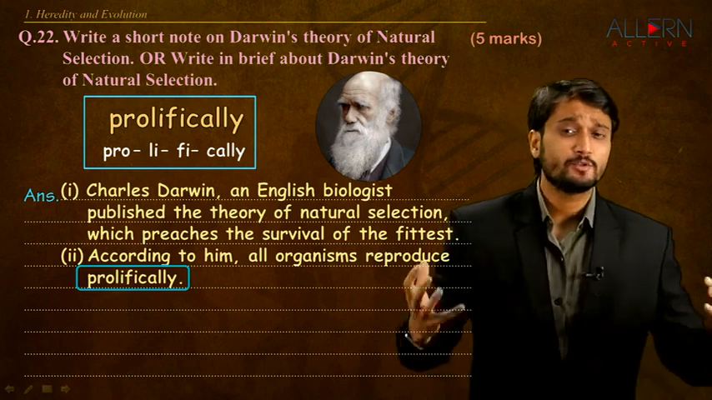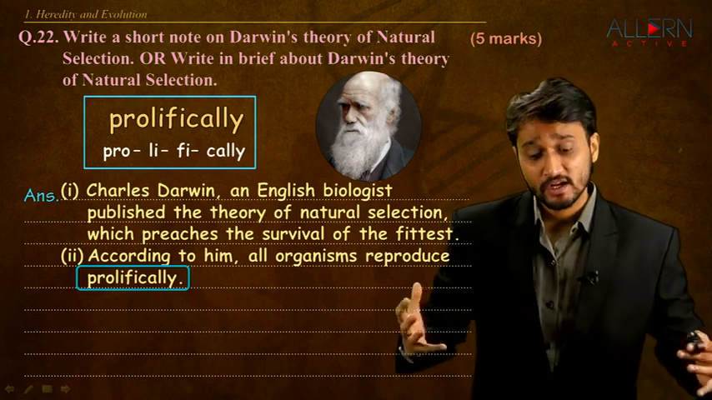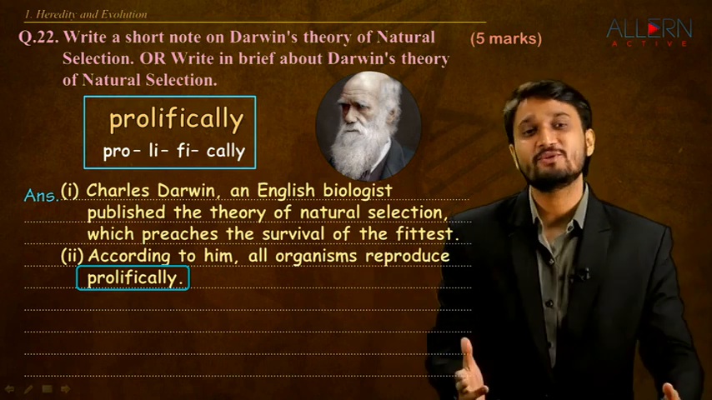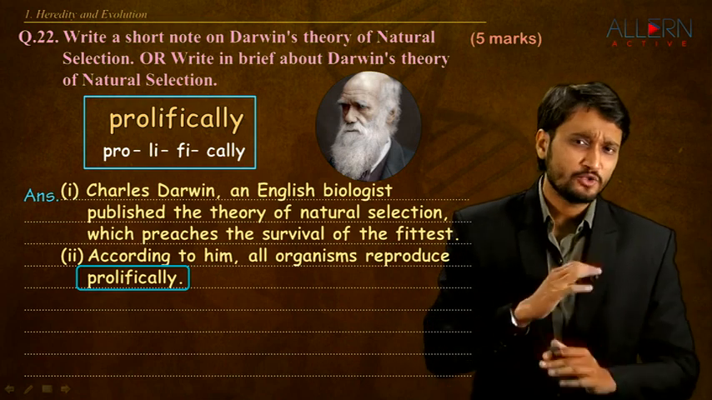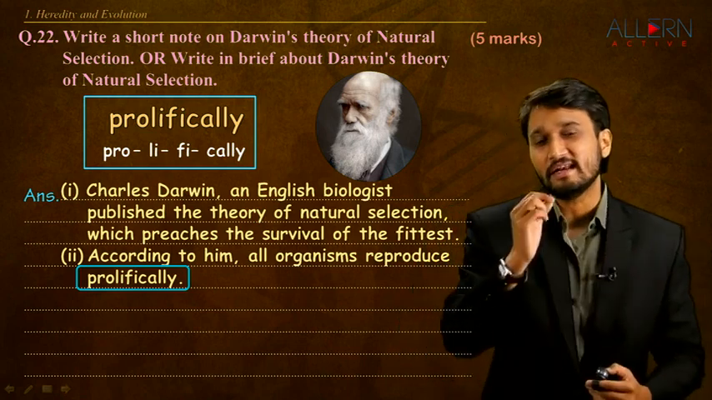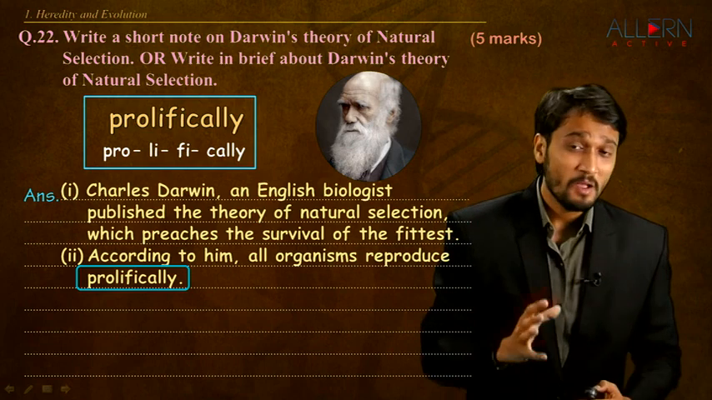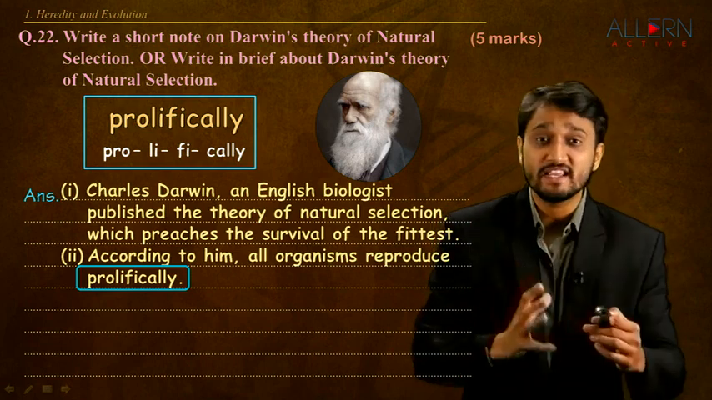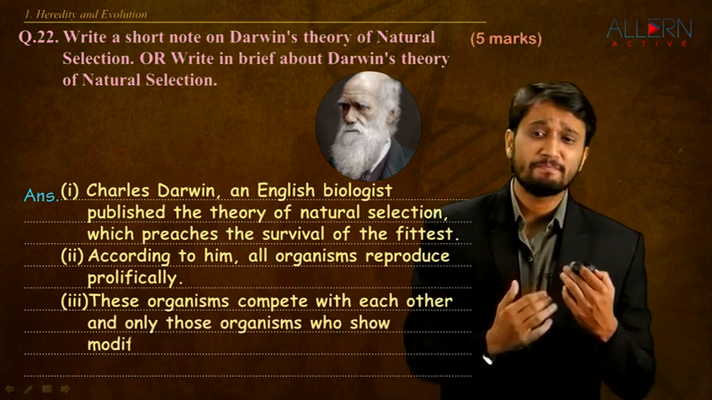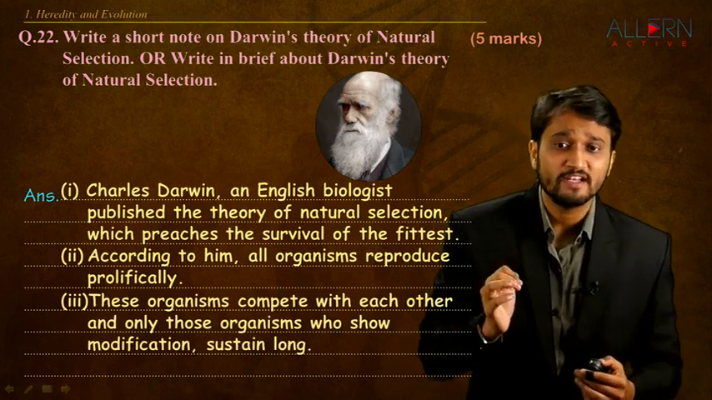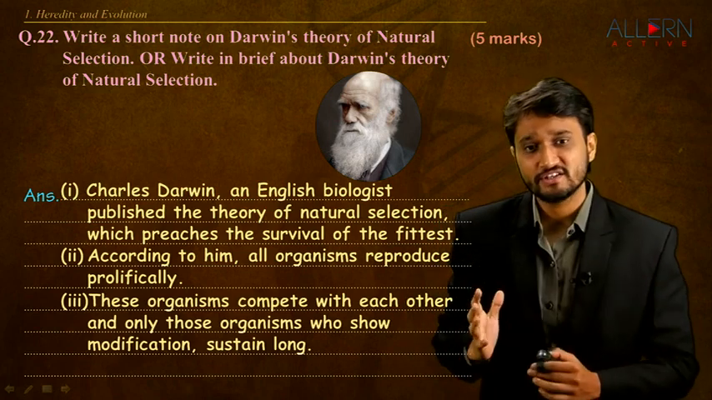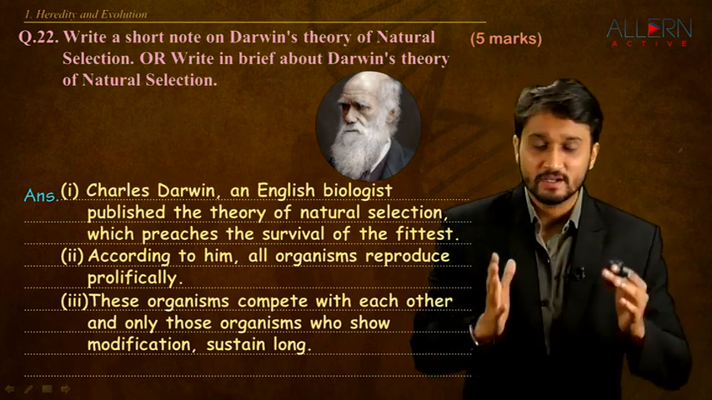Now when they reproduce prolifically, their numbers will increase. At some point the number of organisms is more, but the resources available to them are less. So inevitably they compete with each other, they fight with each other in a life-threatening manner. Some of them might actually end up losing their lives in these different competitions. That's what we mentioned in the next point. These organisms compete with each other, and only those organisms who show the right, appropriate modifications sustain for longer, they remain alive.